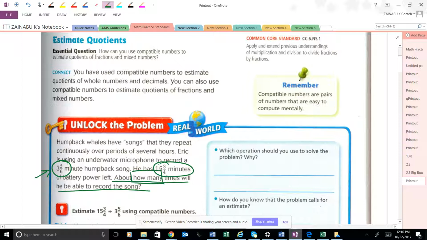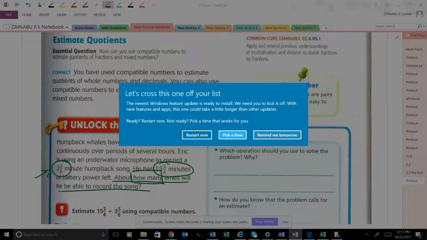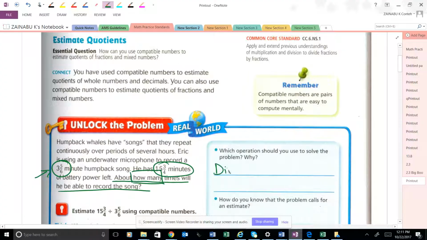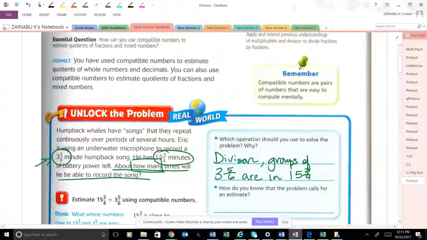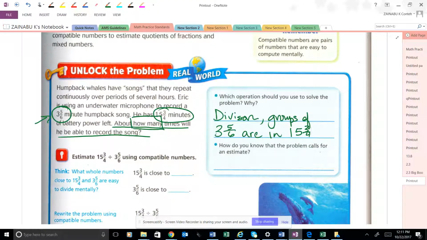Now, which operation should we use to solve the problem? Well, we know we're not multiplying. We're not saying, this is the battery power that he has left and this is the amount of songs and we want to know over and over and over. No, we want to use division because we want to see how many times we will be able to record the song. We need to find the groups of 3 and 5/6. How many groups in particular are in 15 and 3/4?